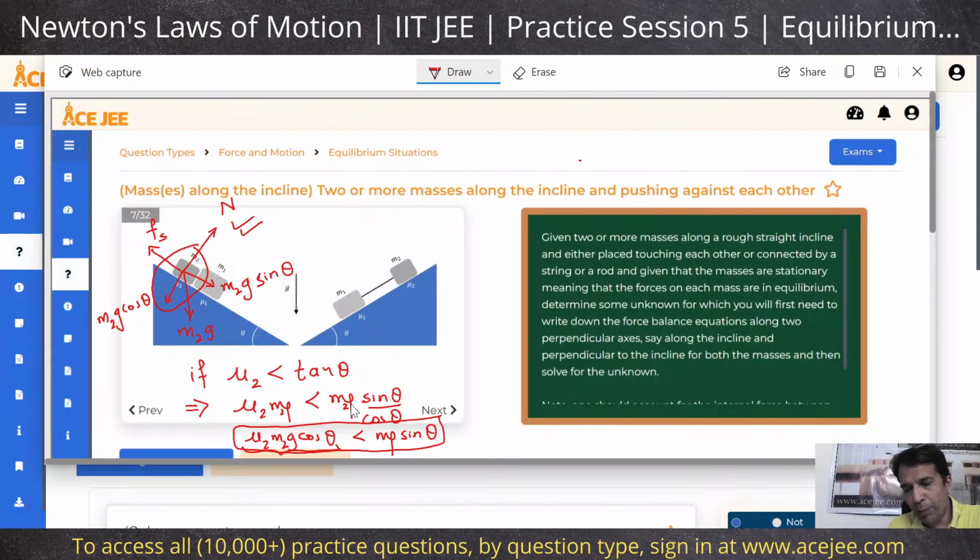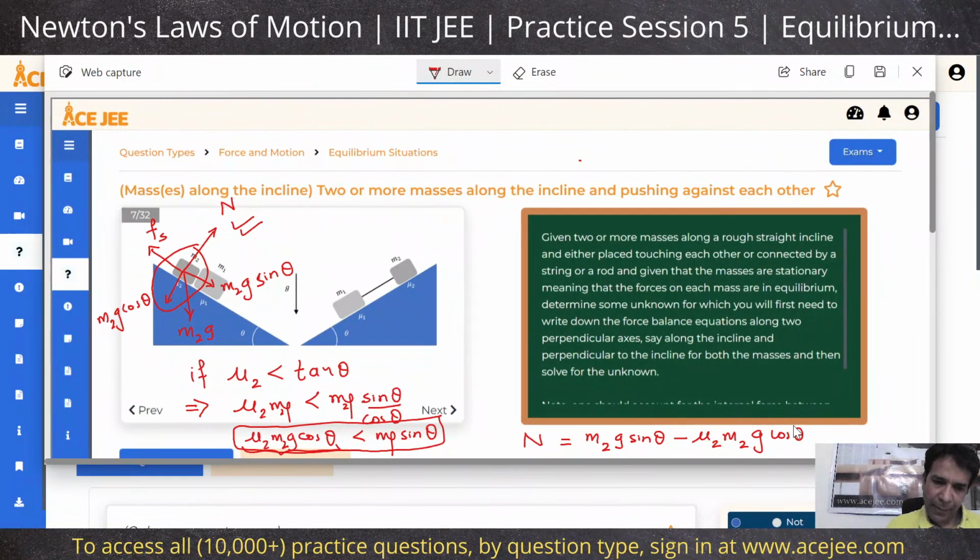So what will be the normal force between M1 and M2 in that scenario? Well, the normal force in that scenario would be M2G sine theta minus mu2 M2G cos theta. This is quite simple, straightforward. Any confusion, Chavi, Ruchika, beta?